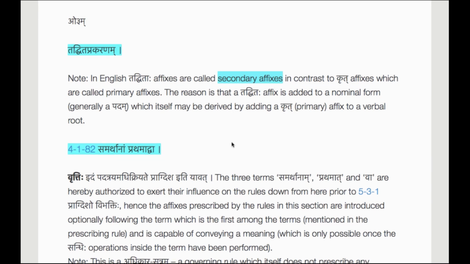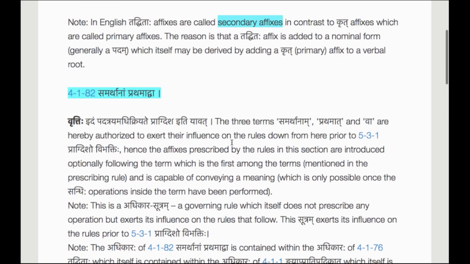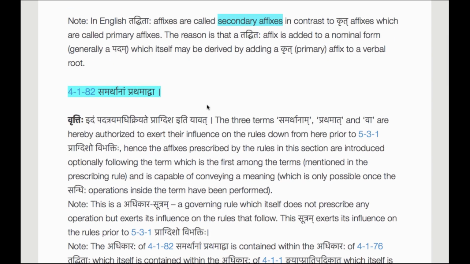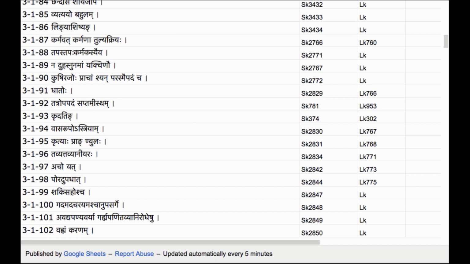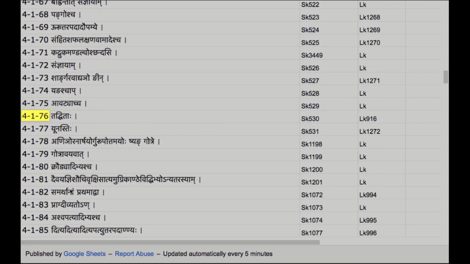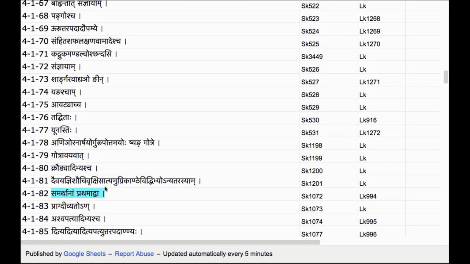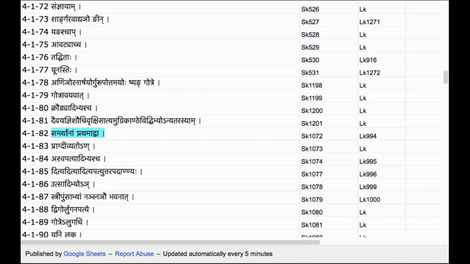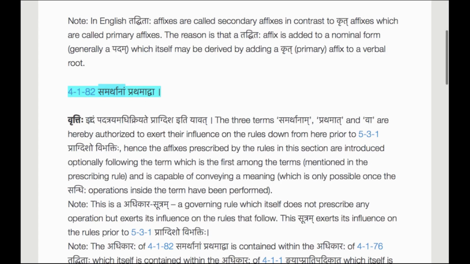Okay, with that background, let us now start our study by taking a look at another Adhikara Sutram, a sutram contained in the Adhikara of 4.1.76 Taddhitah. This Adhikara Sutram which we are taking now is 4.1.82 Samarthanam Prathamadva. The vritti of this Sutram 4.1.82 says, Idam padatrayam adhikriyate pragdisha iti yavat.